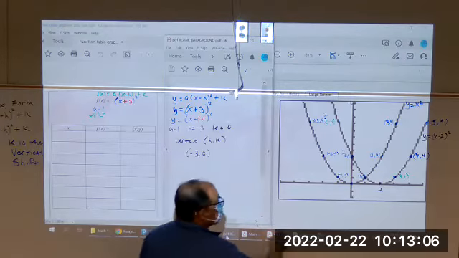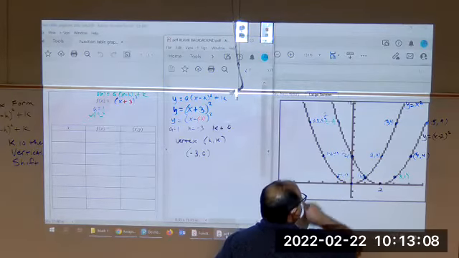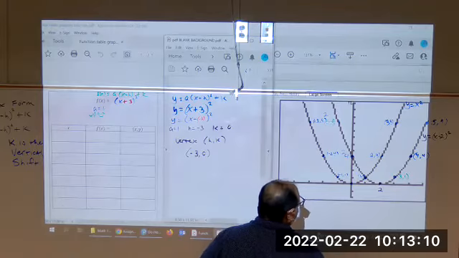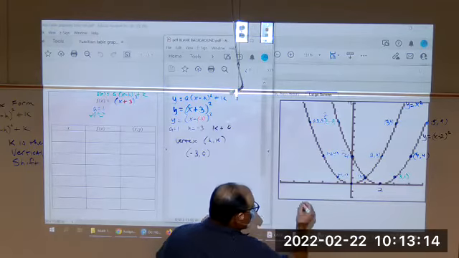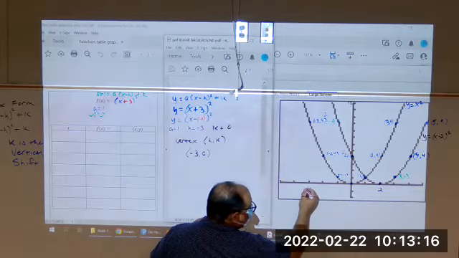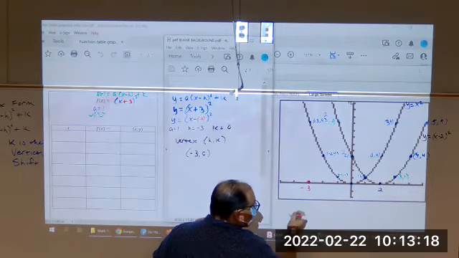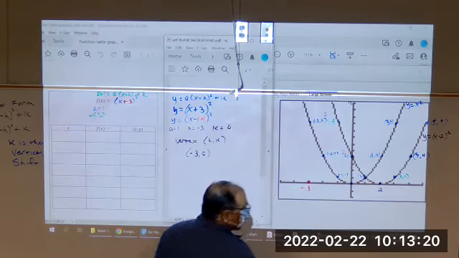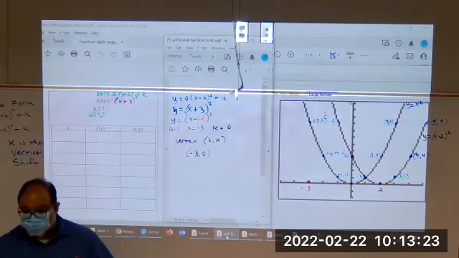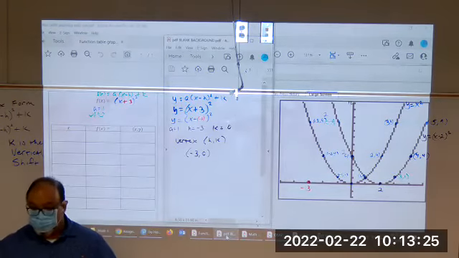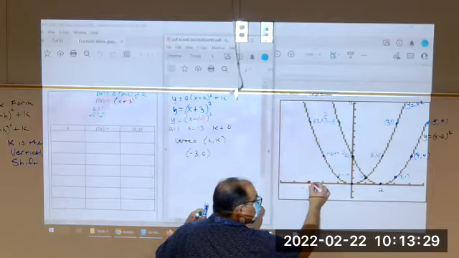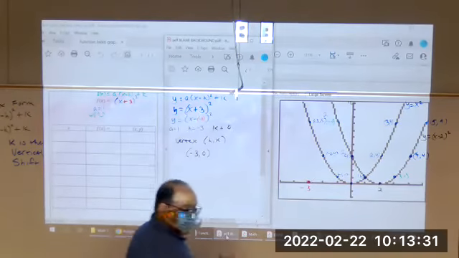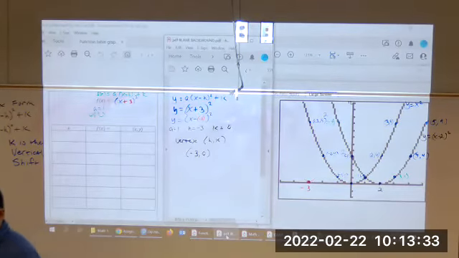So here's what I know. First thing I'm going to do is come over here, and I know my vertex is right here: 1, 2, and negative 3. That's my vertex. What else do I know? I know a is 1, so it's going to open up. Just want to make sure it goes up.